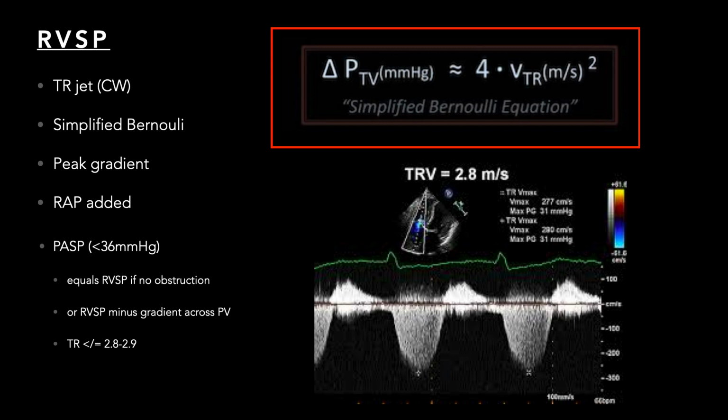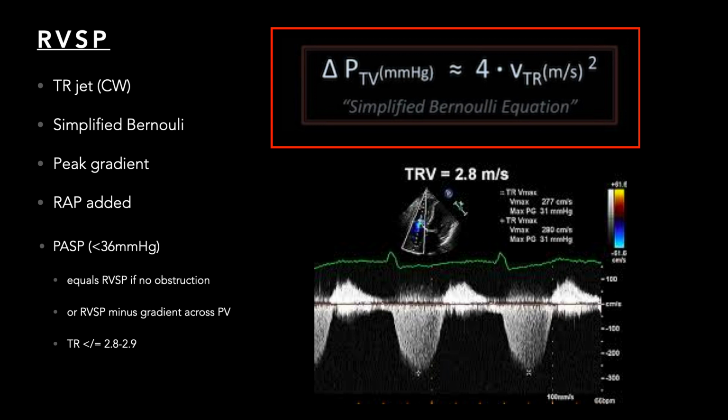To get your true RVSP, right atrial pressure is added to the TR max pressure gradient. Normal is less than 36 millimeters of mercury. As I said, your PASP, or pulmonary artery systolic pressure, equals RVSP if there's no obstruction at the level of the pulmonary valve. If there is a gradient across the pulmonary valve, then the pulmonary artery systolic pressure equals RVSP minus that pressure gradient.